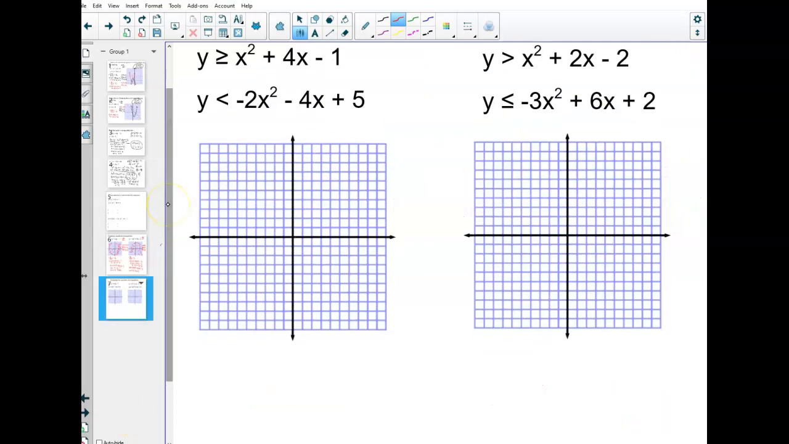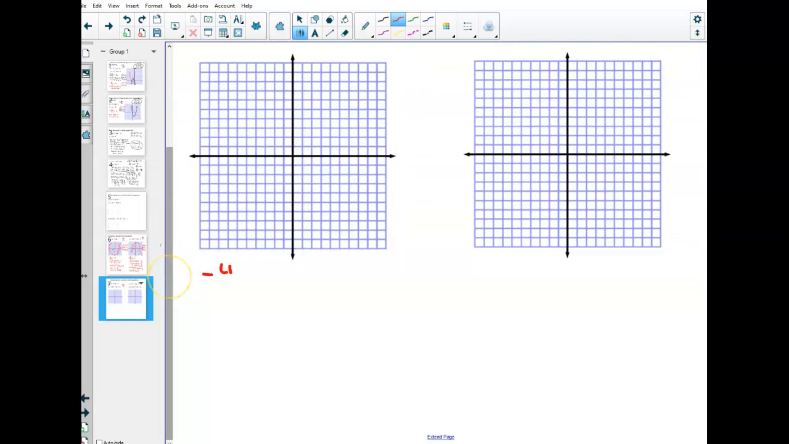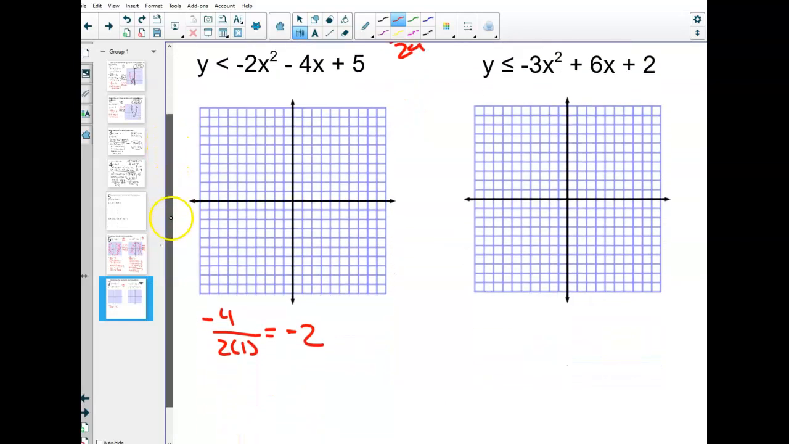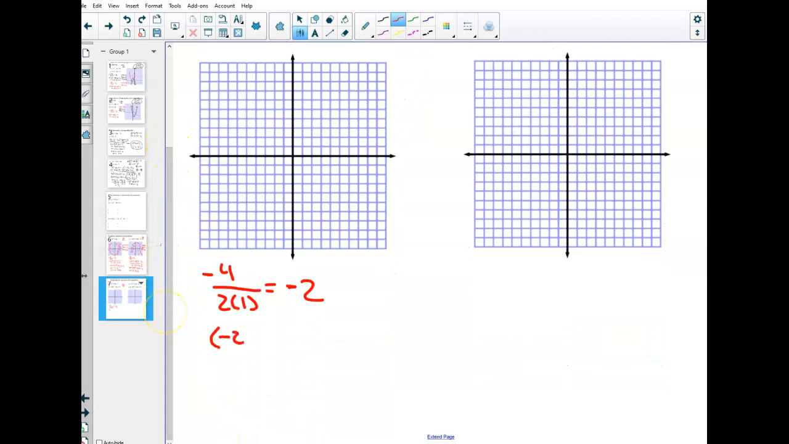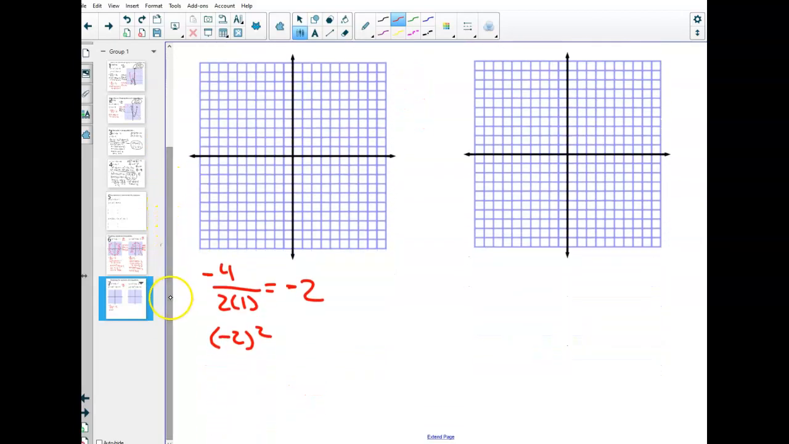So once again, we're using our negative b over 2a. All right, so down here, we're going to get negative 4 over 2 times 1, which I believe is a negative 2. I don't believe it. I know it is. Okay, and then we plug in. And we don't have to worry about the inequality signs when we're trying to find the points for our vertex.